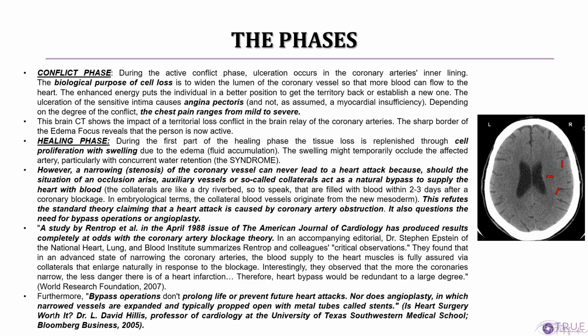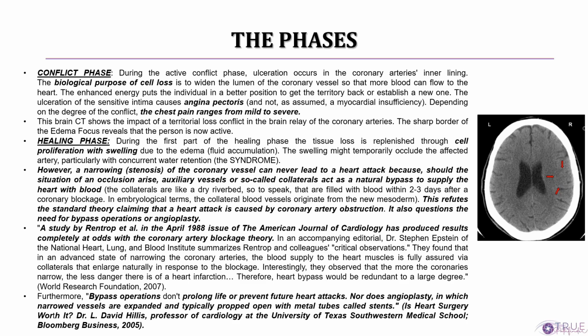The ulceration of the sensitive intima causes angina pectoris, and depending on the degree of the conflict, the chest pain ranges from mild to severe. The brain CT scan that you can see here on the right shows the impact of such a territorial loss conflict in the brain relay of the coronary arteries. The sharp border of the edema focus reveals that the person is in the conflict active phase.